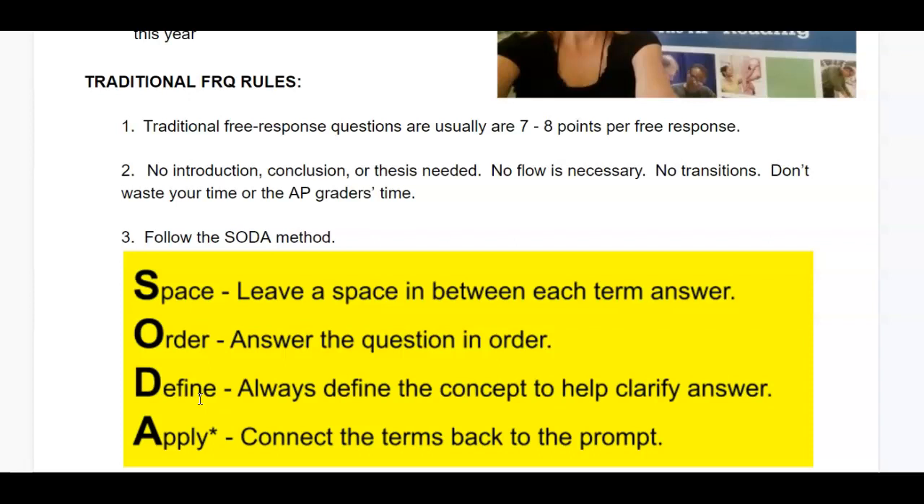No introduction, conclusion, or thesis needed. No flow is necessary, no transitions. Don't waste your time writing. AP graders don't want to read an introduction, so please, please, please leave it off.